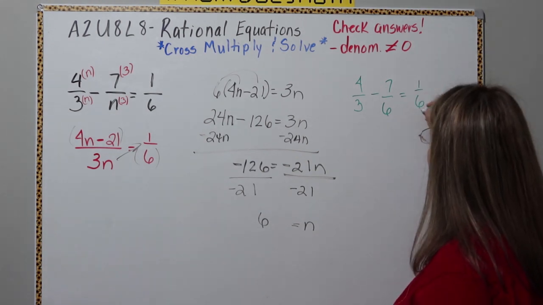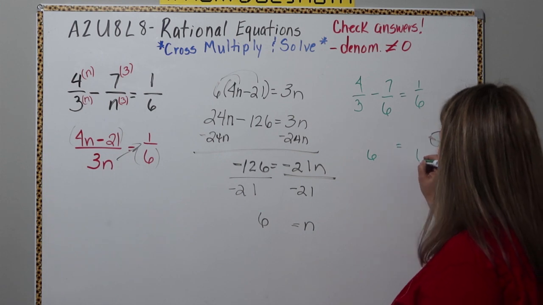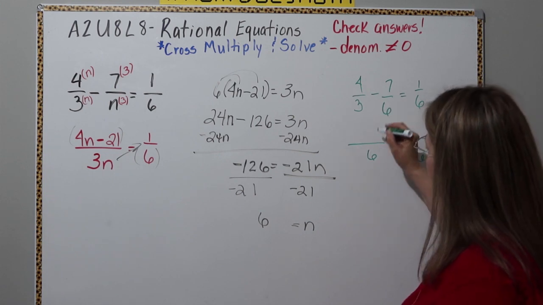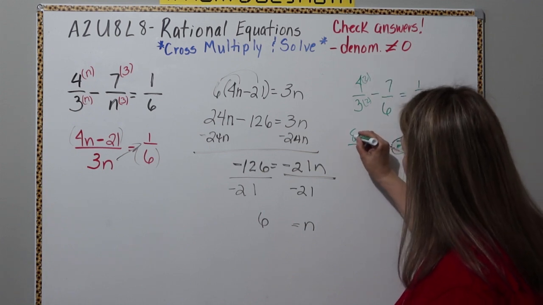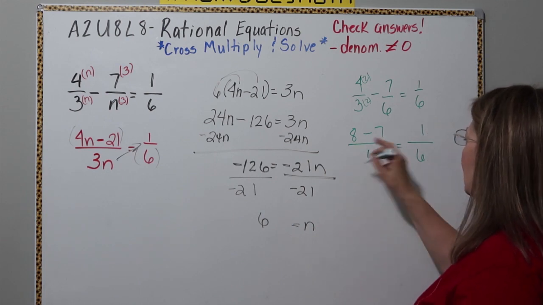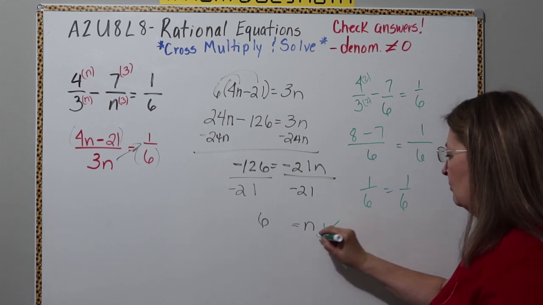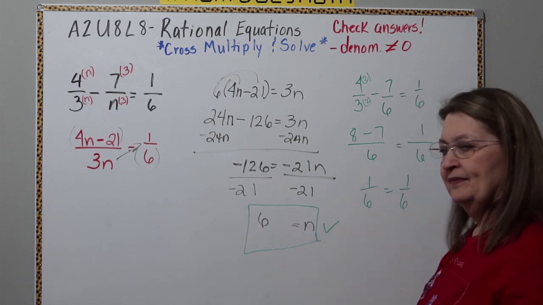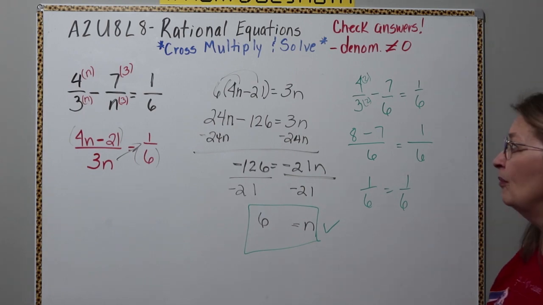And 1/6, then I need to get a common denominator, which would be 6. What did you do to the old denominator to get the new one? You multiplied by 2, so I have 8. I did nothing here, so that doesn't change. 8 minus 7 is 1/6 equals 1/6. My answer checks. So there you go. Good workout in fractions and common denominators anyway.